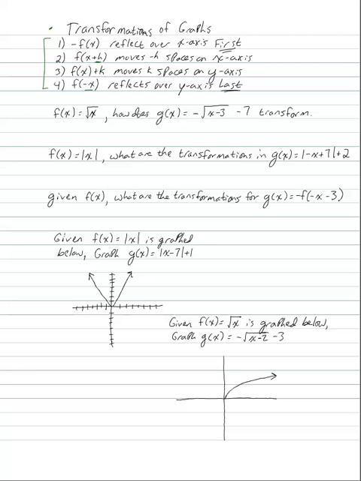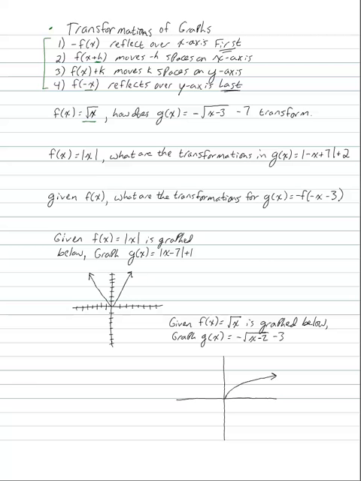Okay, so let's just do a few examples real quick. Say we have a function f of x equals square root of x. How does g of x equaling negative square root of x minus 3, minus 7 transform? Meaning, how would it shift on a graph, or what would the transformations be? So we have our given function, square root of x, and then we have stuff happening to that given function.